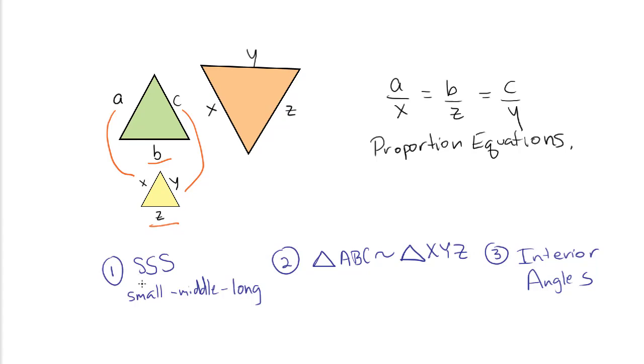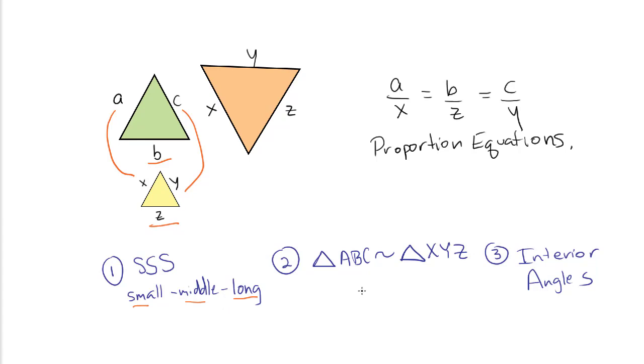If we're given side, side, side, all three side lengths, well, great. Not only can we identify similarity, we can actually see what's the smallest side, the middle side, and the longest side, and match small to small, middle to middle, long to long. Great. Easy to set up proportion equations there, relatively.